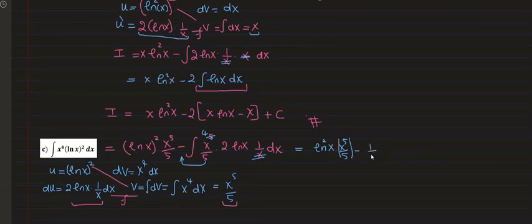Let's take the 1 over 5 outside the integral. And then inside, we also have the 2. So let's take out the 2 as well, outside the integral. So we have now 2 over 5, and inside we have x to the power of 4 times ln x dx. Now what about this new integral?